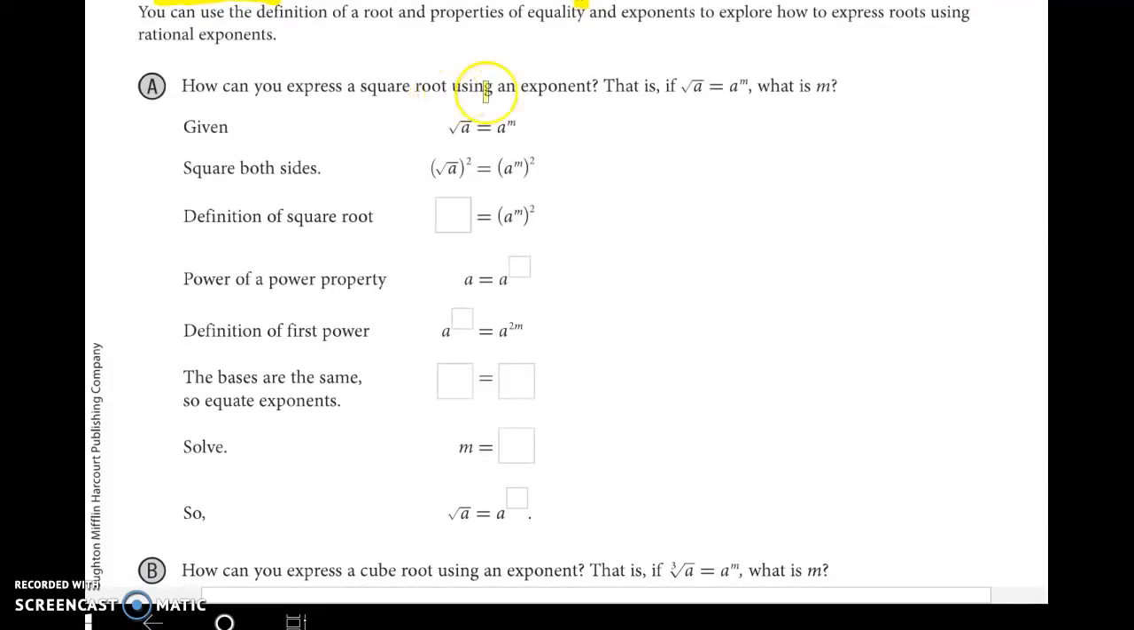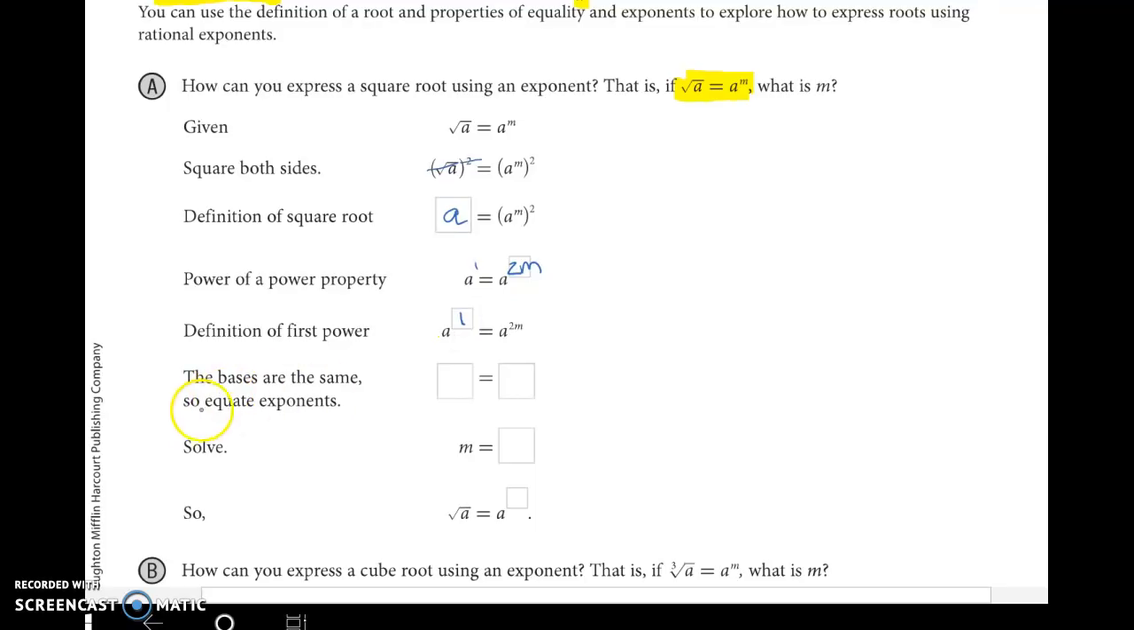So how can you express a square root using an exponent? This is what we're going to be doing here. So what is m? If I have the square root of a equals a to the m, what number does m have to be? In order to do that, you would square both sides, right? We're going to solve for a here. So we square both sides, and with our square root and our square, we get just a on this side. And over here, we get m times 2, which is 2m. And over here, don't forget that your power is a 1, and so that's what we have here.